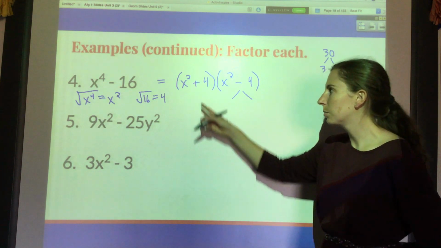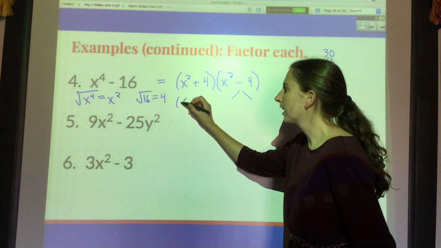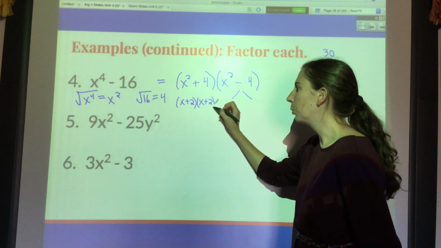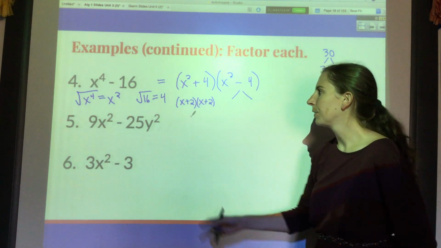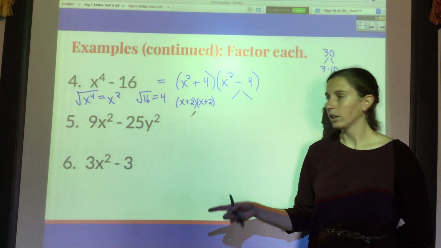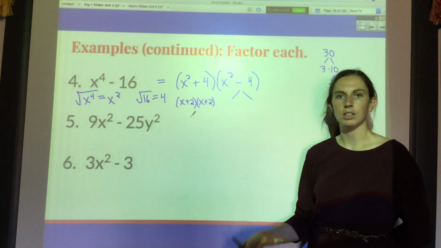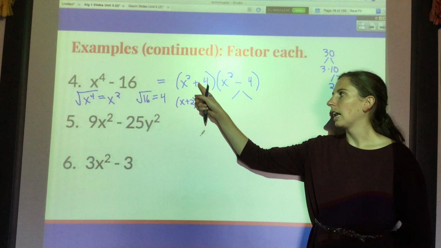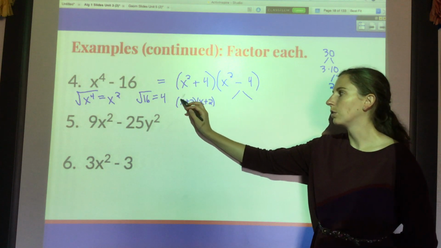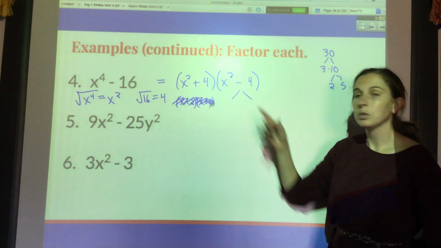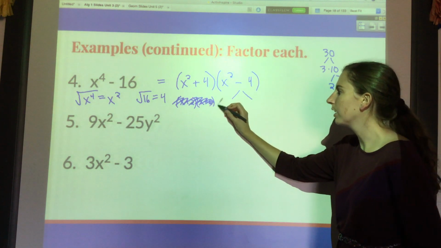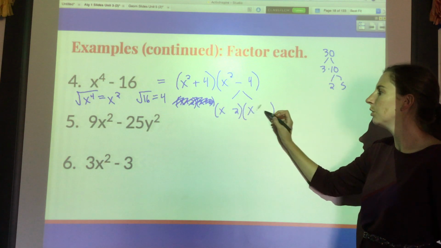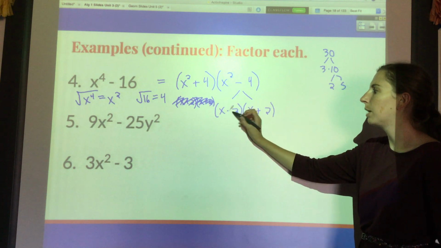If I tried to split this into like x plus 2 and x plus 2, it wouldn't work because x times x is x squared, that's good. 2 times 2 is 4, that's good. But I would get 2x and 2x, which is 4x, and I don't want 4x. So that doesn't work. But this one will break up. Square root of x squared is x. The square root of 4 is 2. Make 1 plus, make 1 minus.